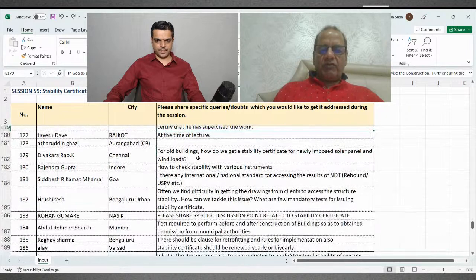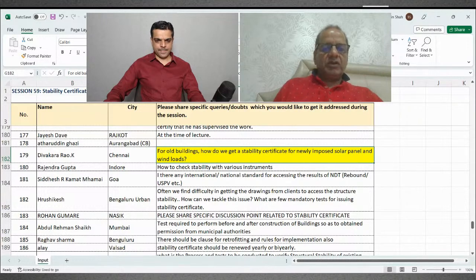For an old building, how do we get a stability certificate for newly imposed solar panel and wind load? By analysis. You have to reanalyze the building. If the drawings are not available, get the as-built drawing prepared. Get the NDT done, and then we can set.